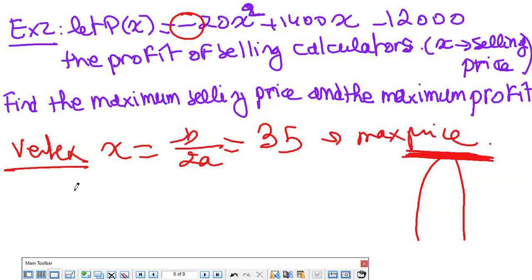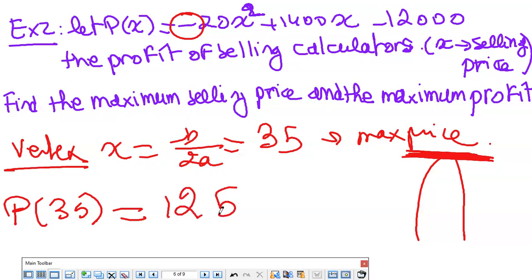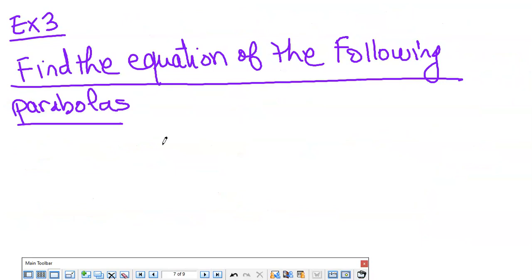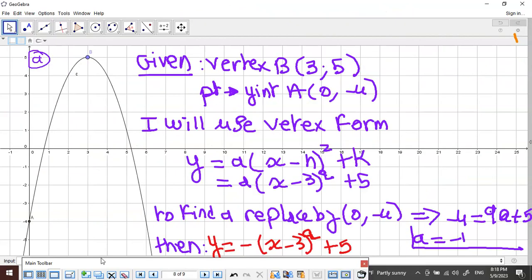Excellent. How will I find the maximum profit? I would just calculate P of 35 using my calculator, and I found the answer at $12,500 or euro or anything. So this is how we use quadratics in real life. I'll move quickly to the last example: how we can find the equation of a parabola using the graph. I have two graphs here. The first one.